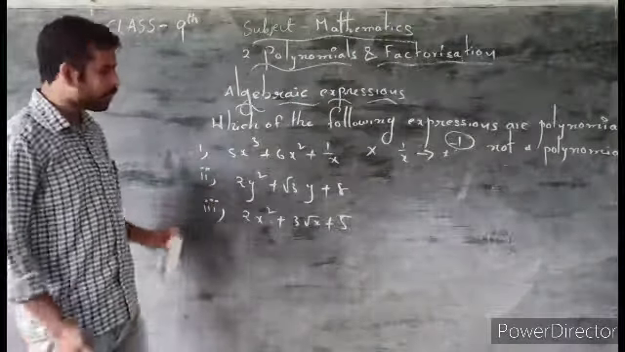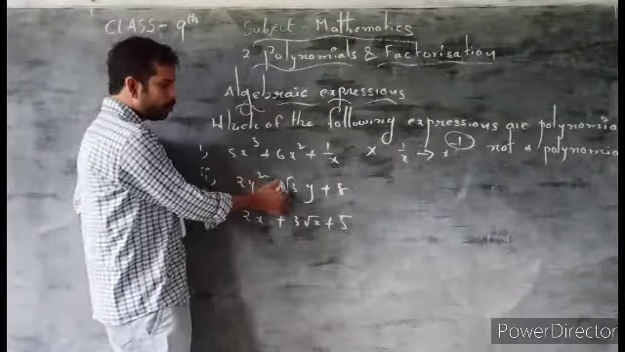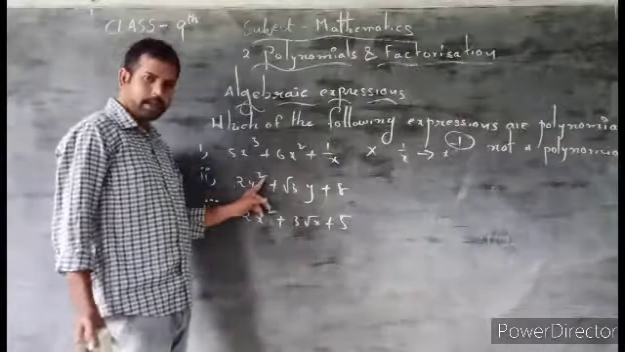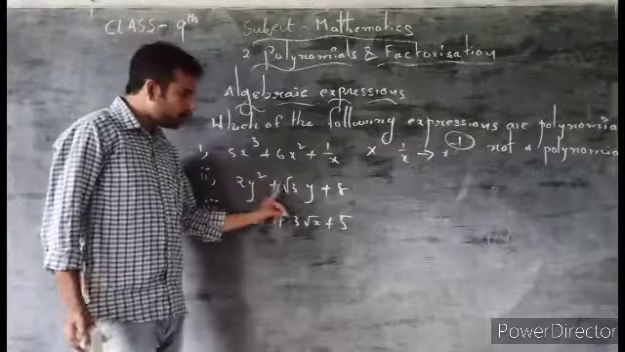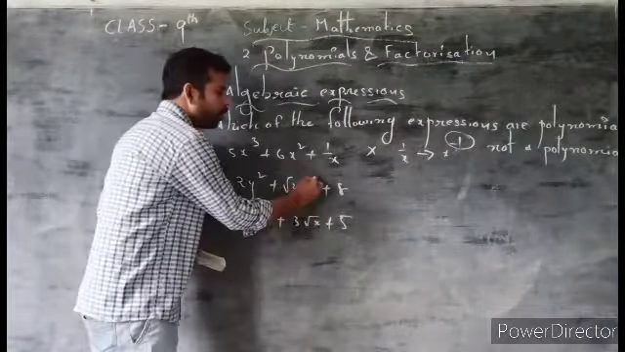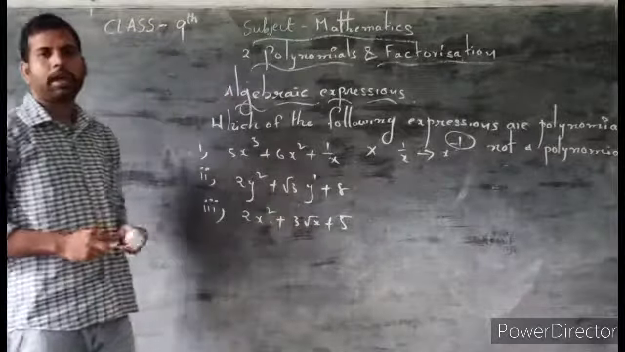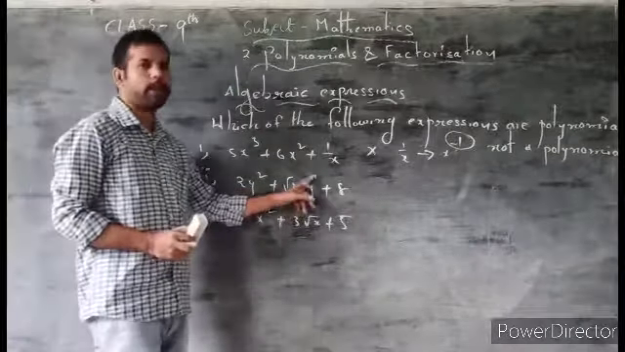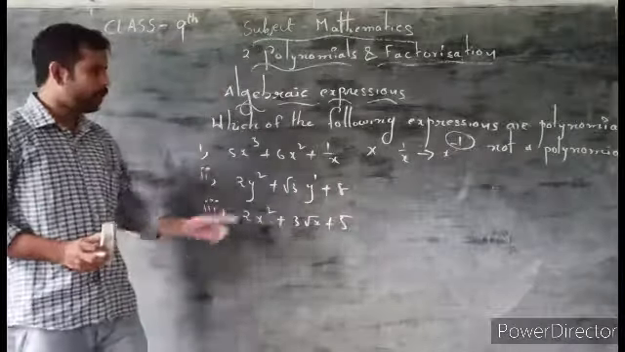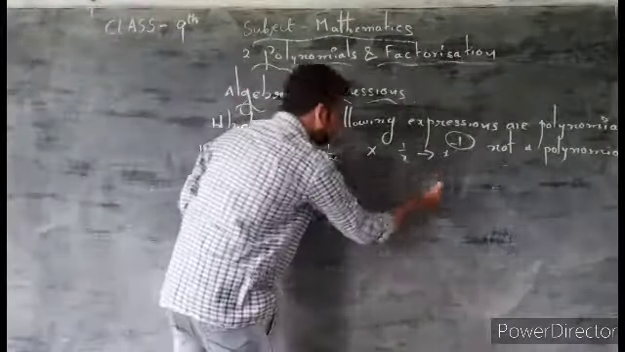And the second equation is 2y square plus root 3y plus 8. So 2y square is a positive value. And root 3 into y: here y has no written power, so the degree is 1. Degree is 1. And our constant number is 8. So it is a polynomial.